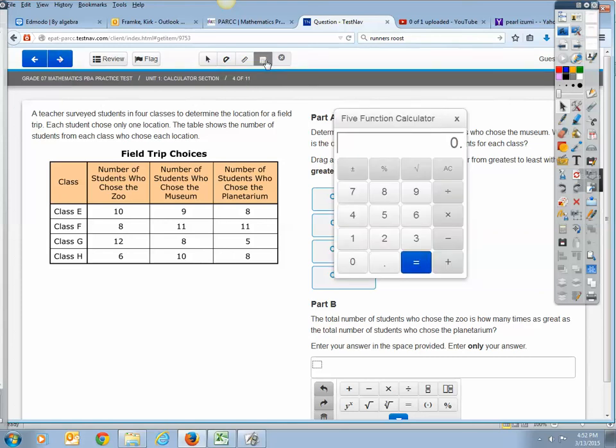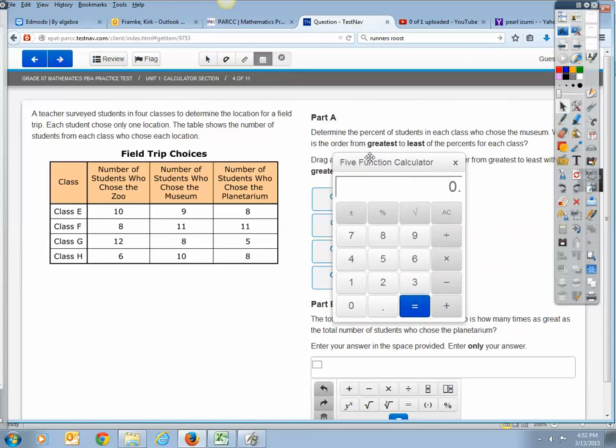We have our calculator, and so let's find the percent of kids who want to go to the museum. So before I get going on my calculator, I need to figure out how many kids are in each class, right? So 10 plus 9 plus 8 is 27. 8 plus 11 plus 11, so 11 plus 11 is 22, that's 30. 12 plus 8 is 20, so that's 25. And then finally 6 plus 16, 16 is 24. So we need to divide this number by the number over here.